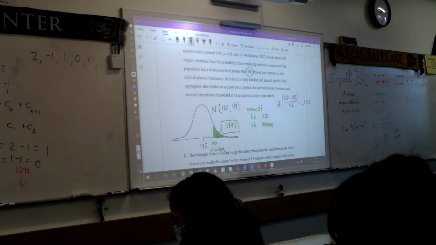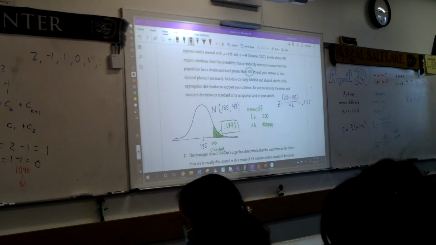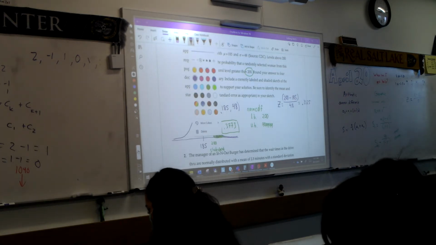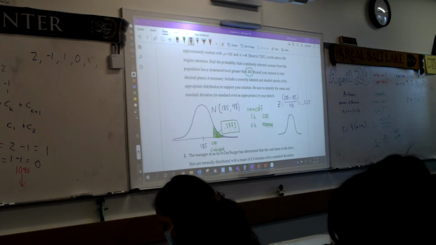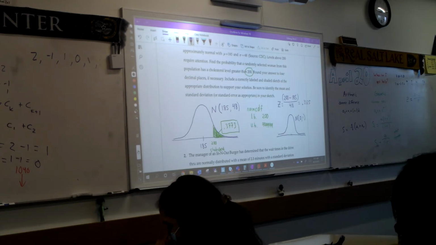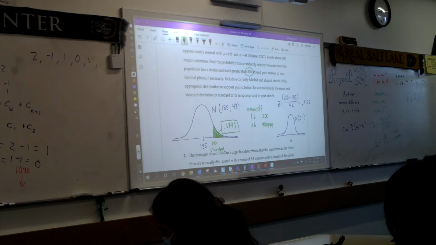So then what that means, if I go to my standard normal curve, which is going to be centered at 0 and has a standard deviation of 1. So I'm going to label this normal, mean of 0, standard deviation of 1. And if I go to 0.3125, it's going to be in the same spot that 200 was on our other curve.